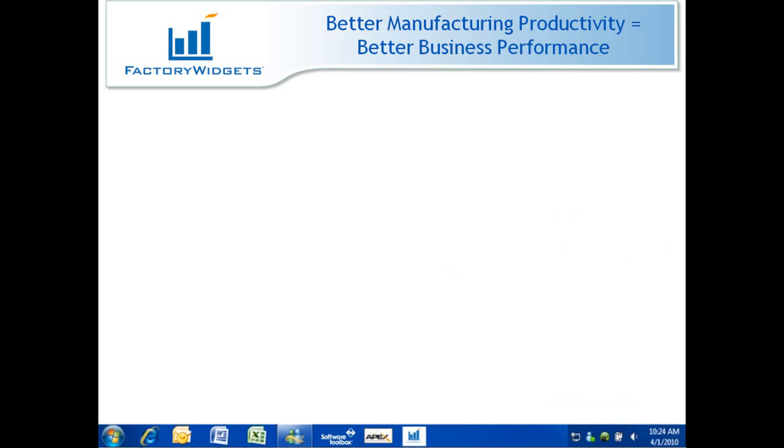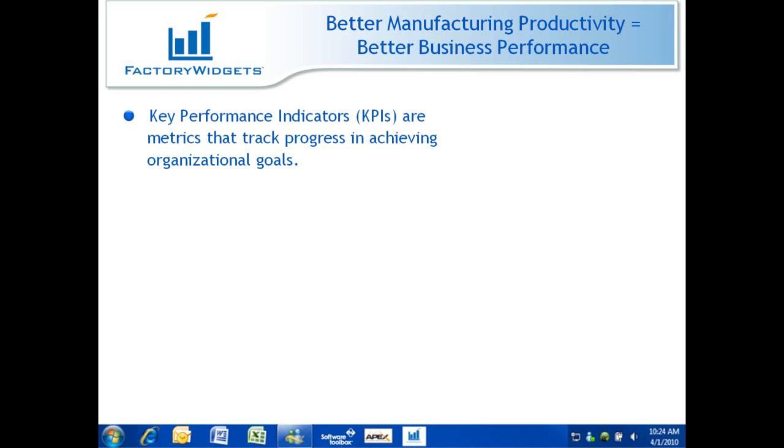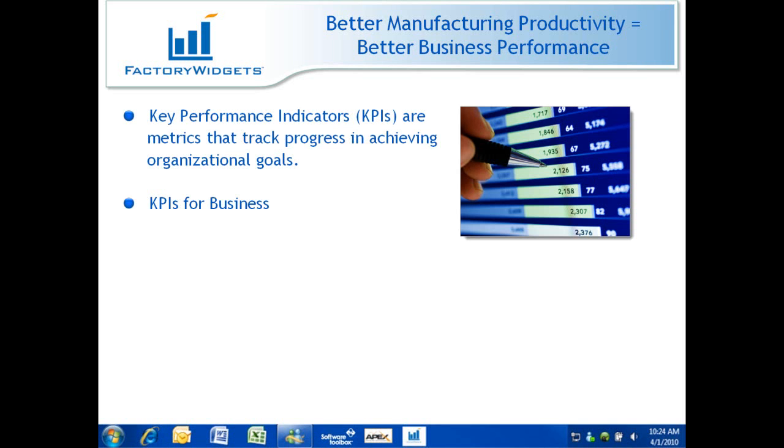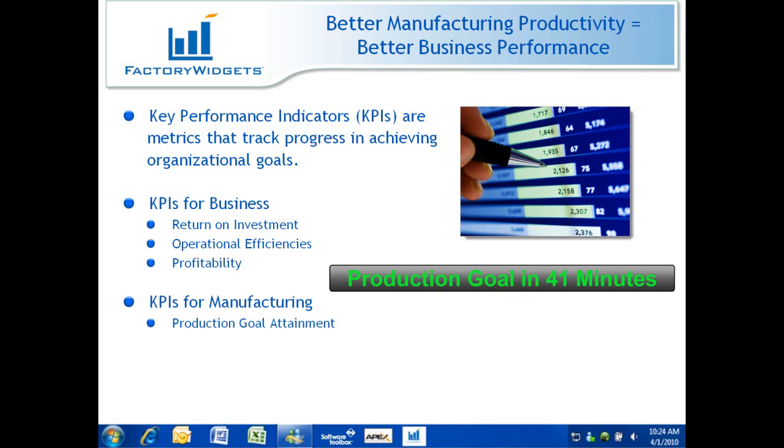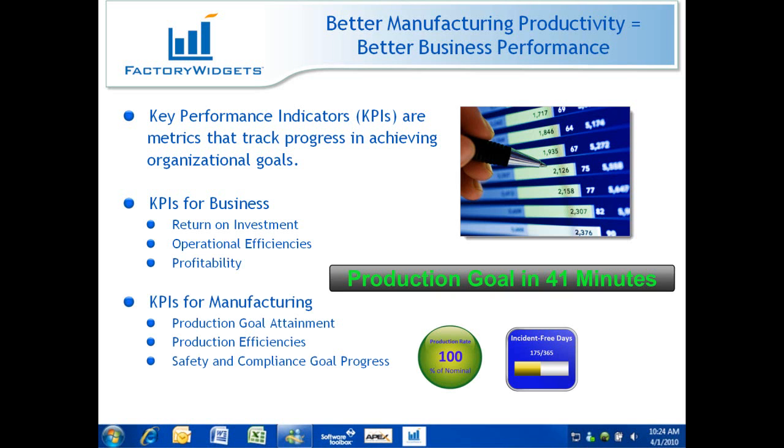In a manufacturing company, improving manufacturing productivity will have a positive impact on overall business performance. In all businesses, key performance indicators, also known as KPIs, can be used to track the progress in achieving organizational goals. Commonly used KPIs in a business include such things as return on investment, measures of operational efficiencies, profitability, and other financial measurements. In the manufacturing domain of a business, KPIs commonly used include production goal attainment, production efficiencies, safety and compliance goal progress, and manufacturing asset effectiveness.